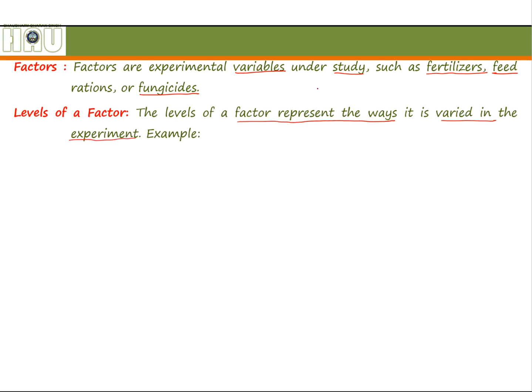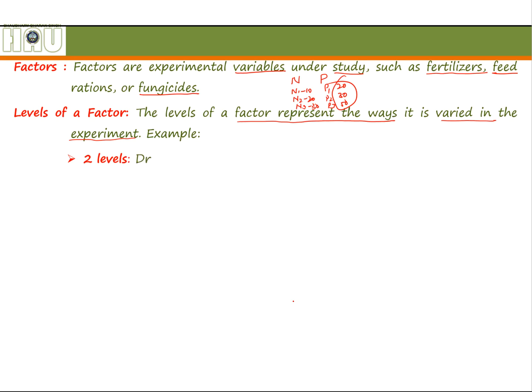For example, if you have nitrogen as a factor and phosphorus as a factor, so various levels, say N1, N2, N3, these are the three levels of nitrogen. Means 10 kg, 20 kg, 30 kg. Means your levels are increasing, varied. And similarly, P1, P2, P3. Various doses of phosphorus, say 20 kg, 30 kg, and 50 kg. So these are various levels of a factor.